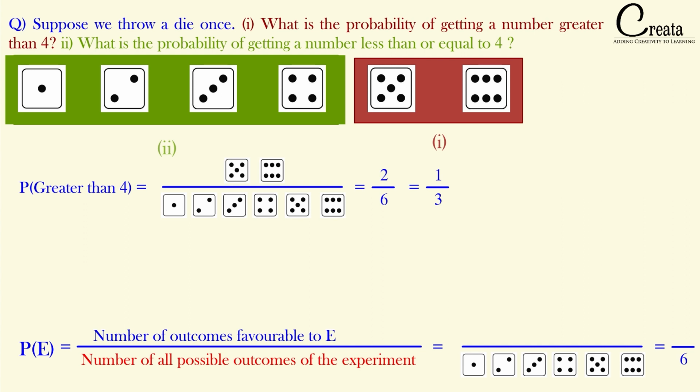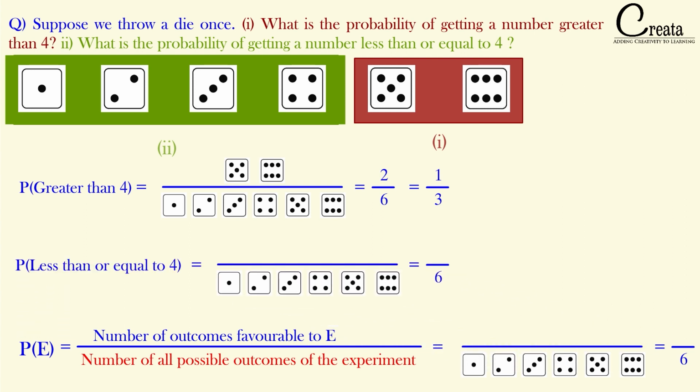Got it? In the second part, we have 4 options in the numerator. That is, the favorable outcomes are 1, 2, 3 and 4. So in the numerator it will be 4, the denominator we have already calculated as 6, so we got our answer as 4 by 6, that is 2 by 3. Got it? The approach is very simple.